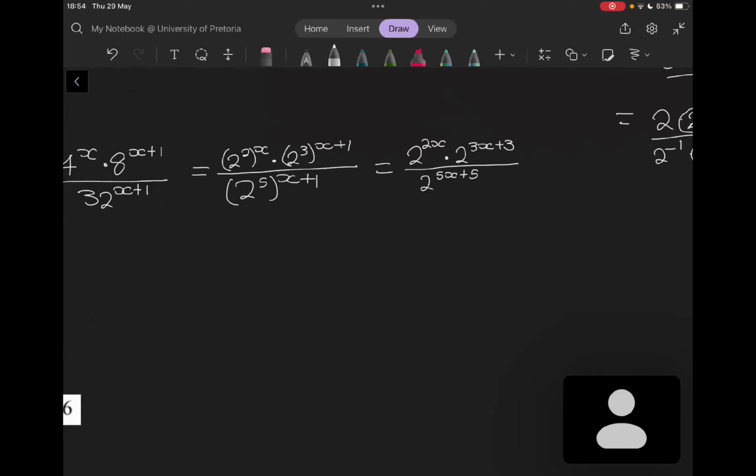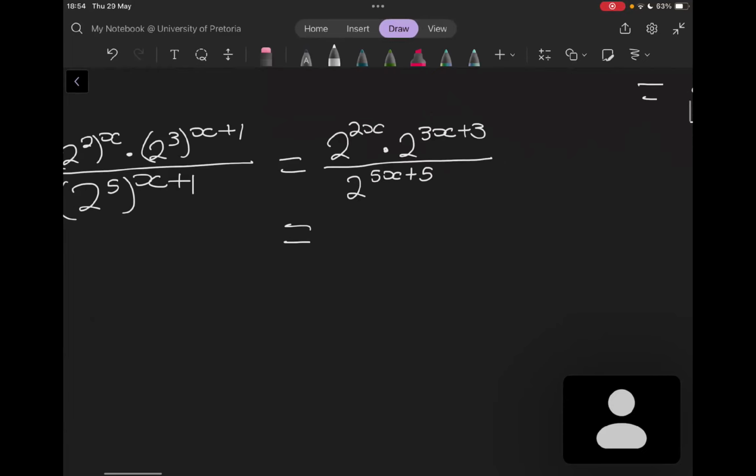Right. We're trying to simplify this as much as possible. How we do that is, let's just write down this expression in a different way. Let's separate our exponents in this case. Let's write down 2 to the power of 2x multiplied by 2 to the power of 3x multiplied by 2 to the power of 3. You have this all over 2 to the power of 5x plus 5.